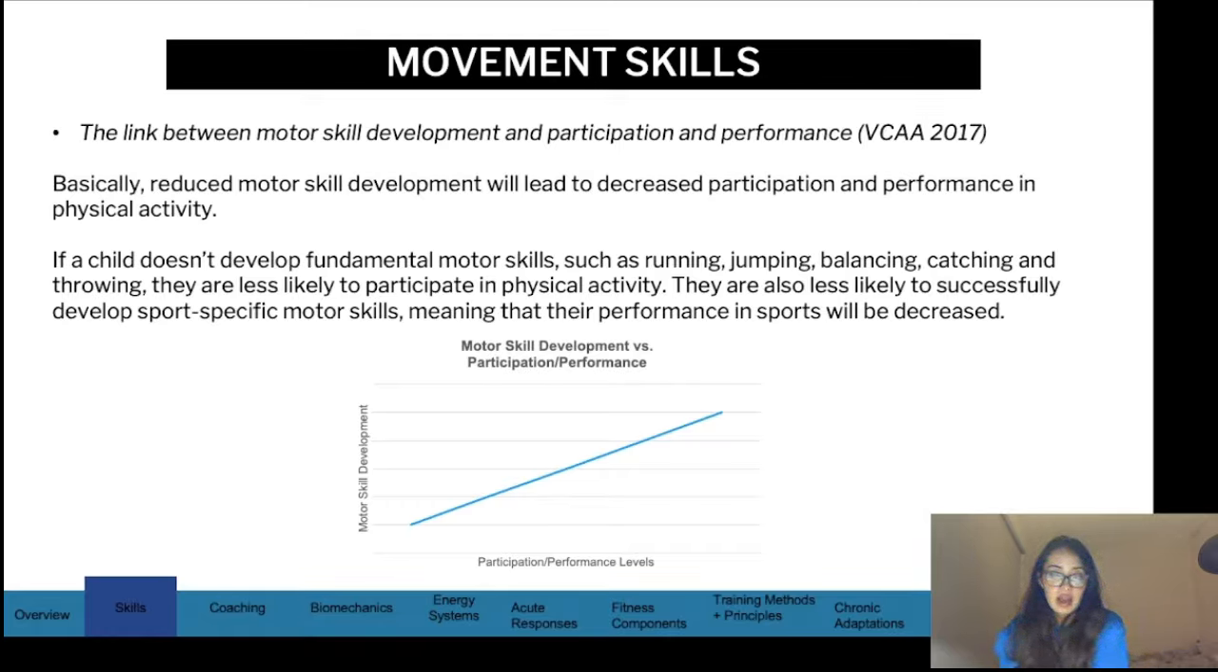So you can see here on this graph, we've got motor skill development and participation/performance levels. If their motor skills are quite low, their performance and participation will be quite low as well. Whereas if it's a lot higher, it might be a bit higher here.